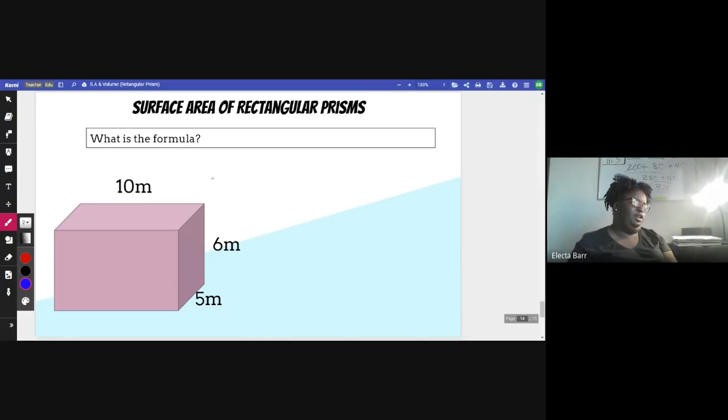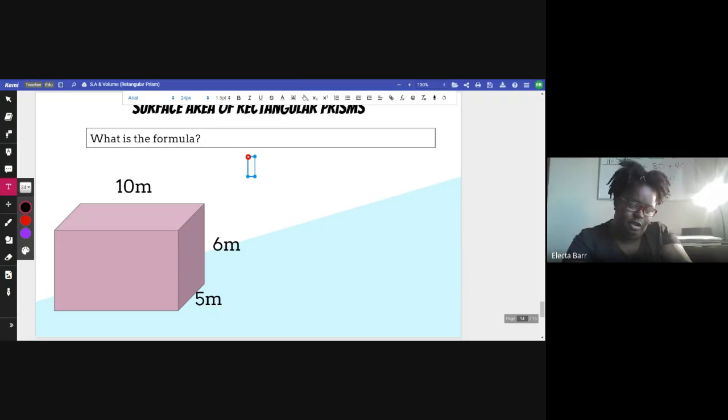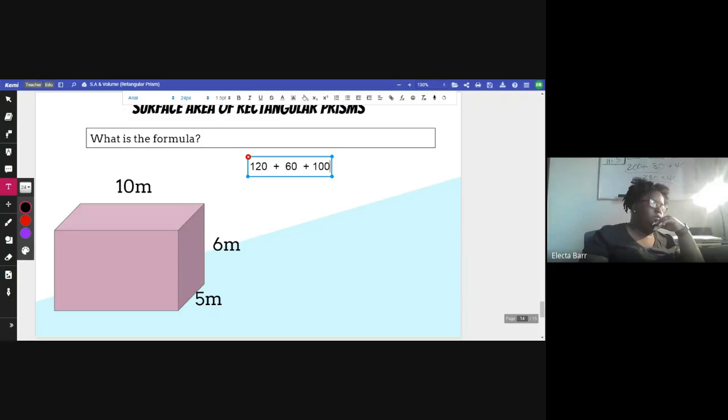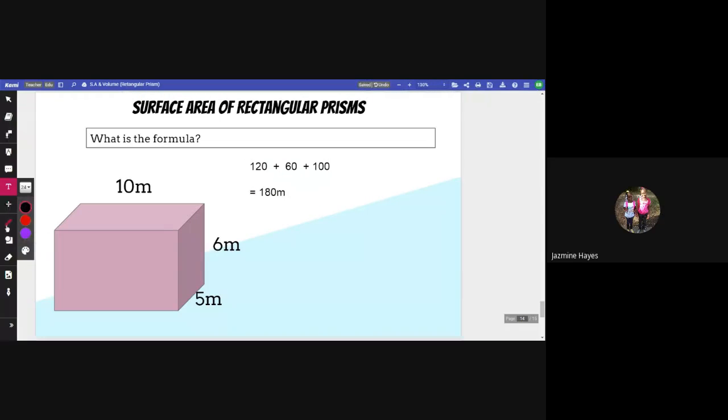All right, so for this one, once you did the filling in and the multiplying, you should have had, and like I said, this might not be the order that you added in, but these are the three numbers that you wanted to add together: 120 plus 60 plus 100. So together, your answer should have been 280 meters squared. I didn't get 60.